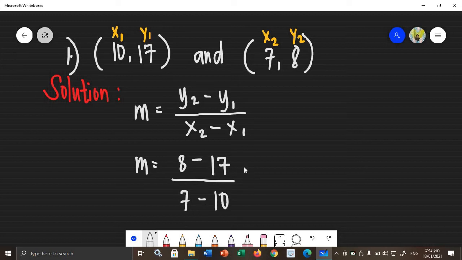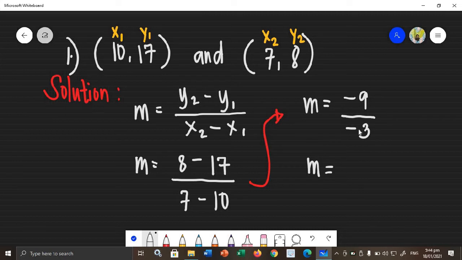Now that we substituted the values, let's solve or simplify. Solvein natin yung numerator and denominator. We have 8 minus 17, that will be equal to negative 9. And then we have over 7 minus 10, that will be equal to negative 3. Then isimplify natin yung nakuha nating answer. Negative 9 over negative 3 can be read as negative 9 divided by negative 3. You will get a whole number as your answer, which is 3. So, ang slope po ng first example natin is equal to 3.